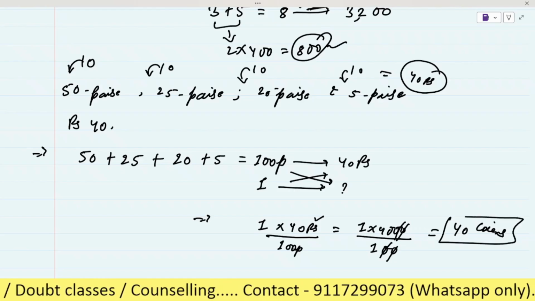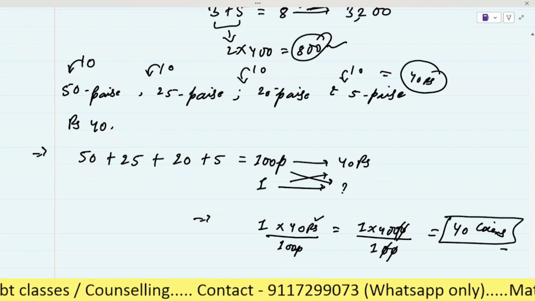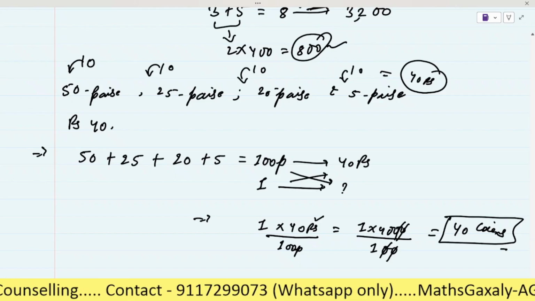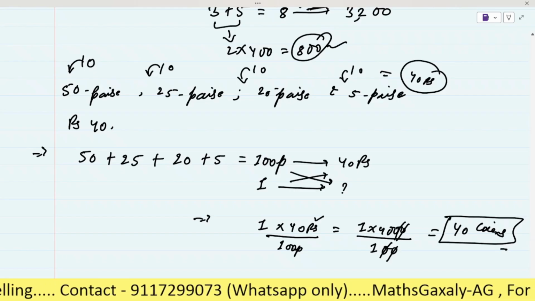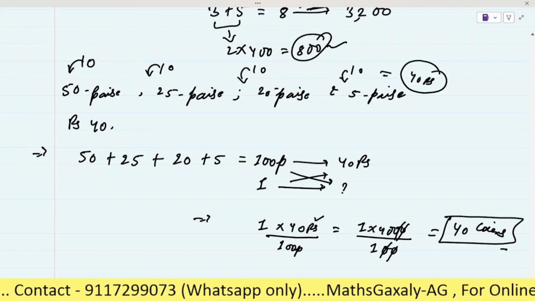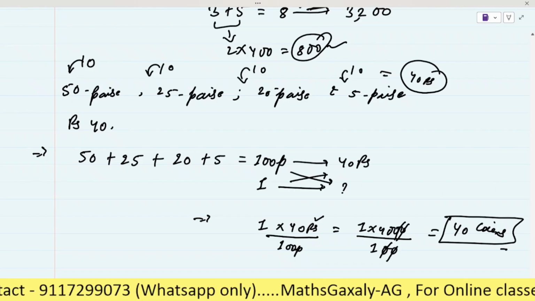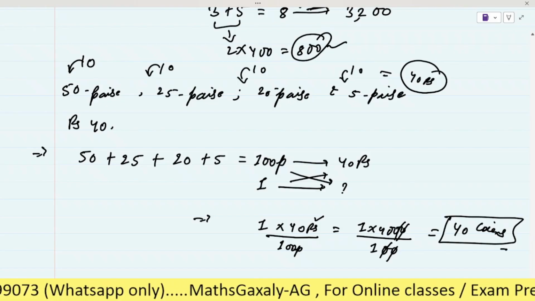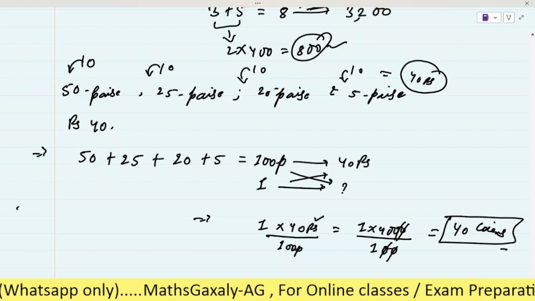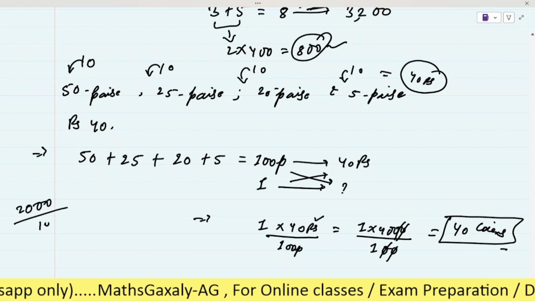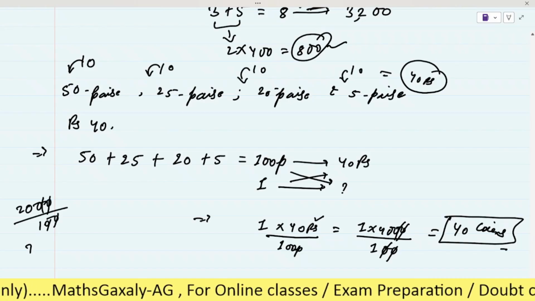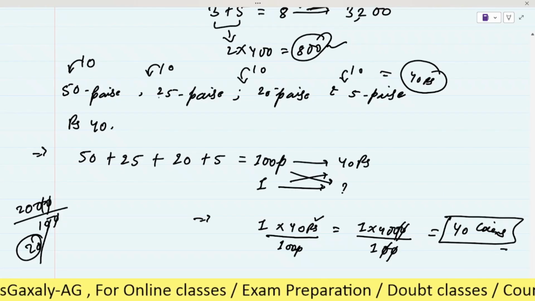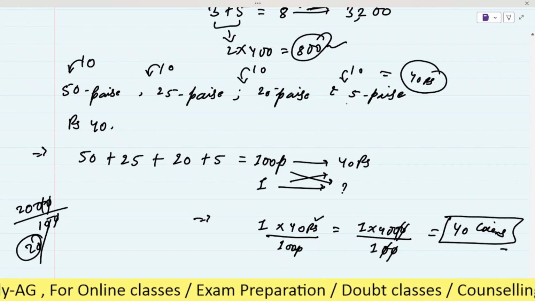Okay. It means it is 40 coins of 50 paise, 40 coins of 25 paise, 40 coins of 20 paise, and 40 coins of 5 paise. Okay. For verification, you can find the value also. Suppose you have 40 coins of 50 paise, it means the total amount is 5 into 4, 20, and then 2 zeros. It means you have 20 rupees here. Okay. Similarly, you can do for 25, 20 and 5 also.